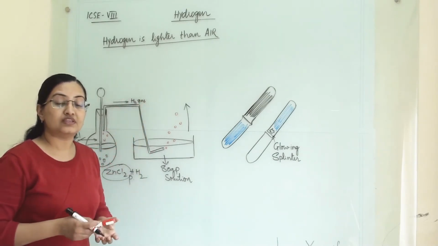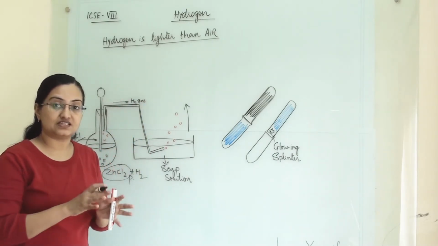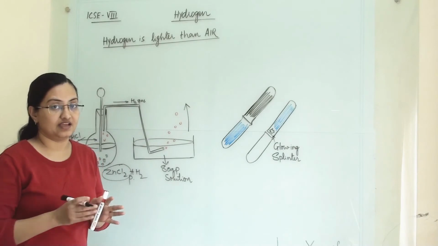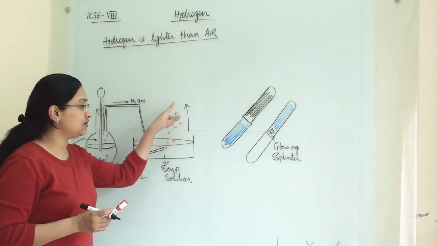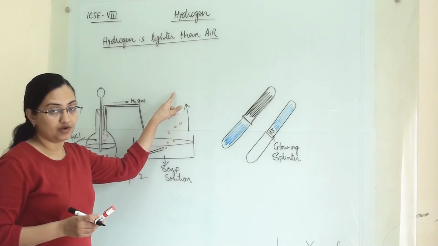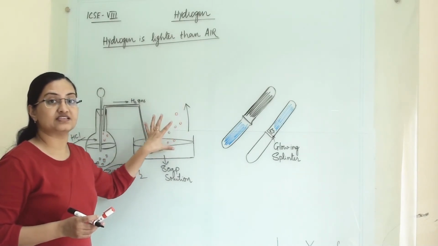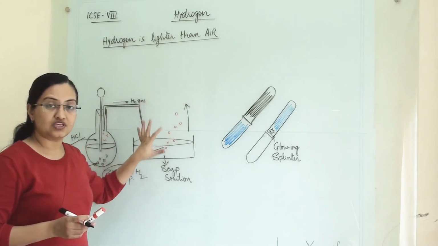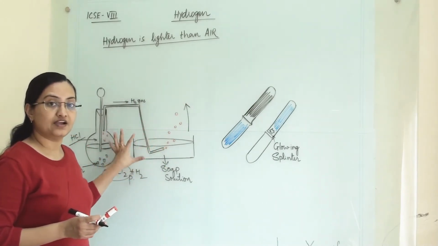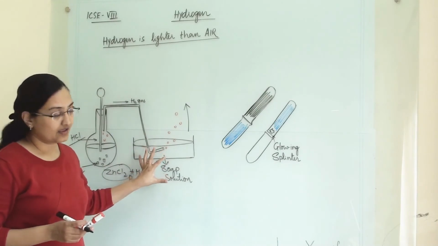We want to know whether hydrogen gas is lighter than air or heavier than air. If it was heavier than air, then this bubble won't be able to go up. But hydrogen gas is lighter than air, that's why it is going up. So here we are confirming that hydrogen gas is lighter than air.